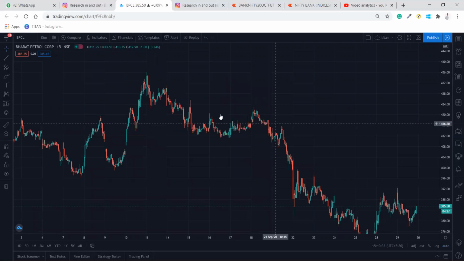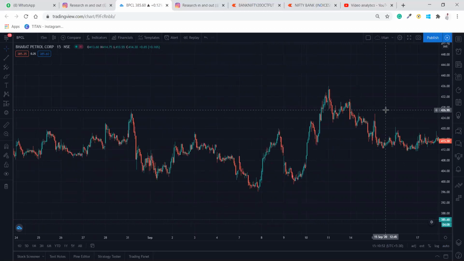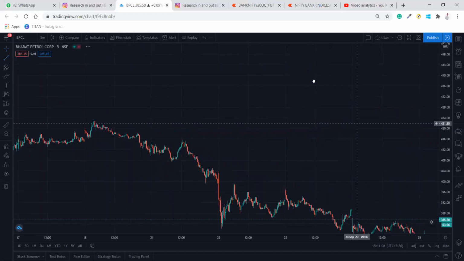Now I'll show you the time frame. First I'll be talking about the time frame as well. You can take any time frame: 1 minute for Bank Nifty to go scalping, 5 minutes or 15 minutes to trade intraday, and 1 day or 1 week can be used for long term. Correct? Now let me go with the 5 minutes time frame so that I can show you how you can enter.